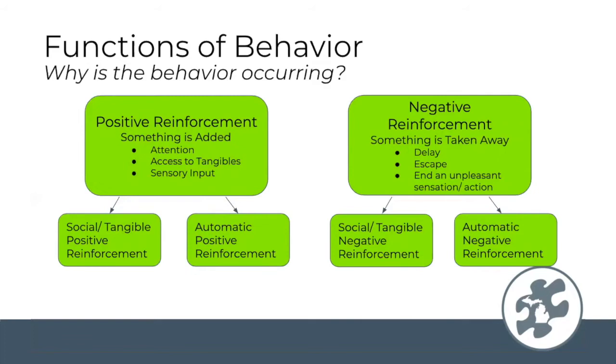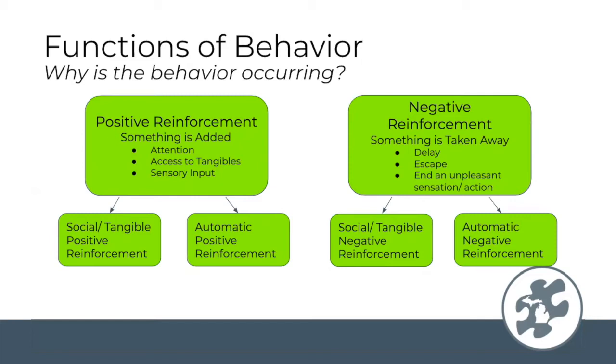If we take that positive reinforcement, we can break it down into 2 additional subtopics, which would be social tangible positive reinforcement and automatic positive reinforcement. Automatic positive reinforcement classifies that sensory input that individuals receive. So their senses, those 5 different senses that we have, that would be sensory input. Any sort of sight, taste, touch, hearing, or smell would go into that sensory input category.